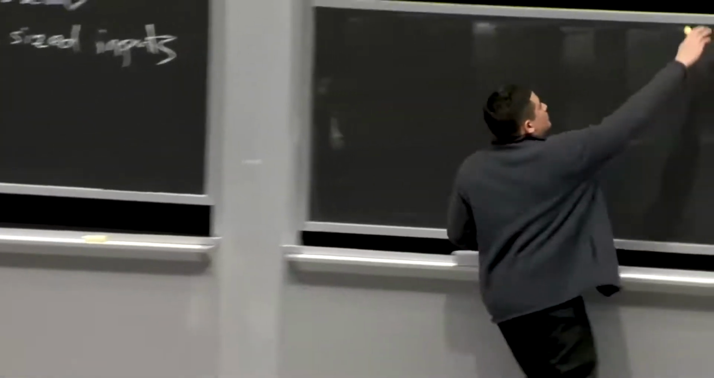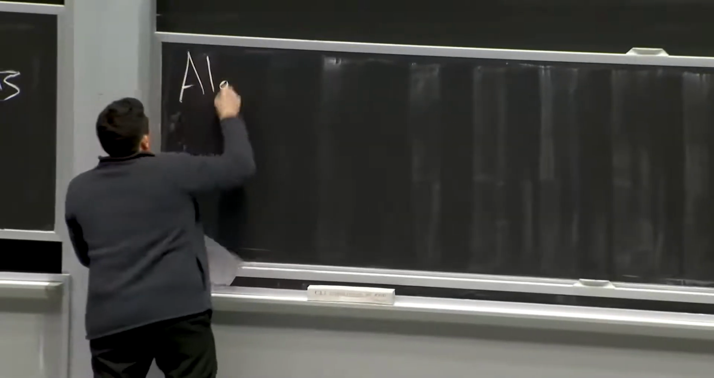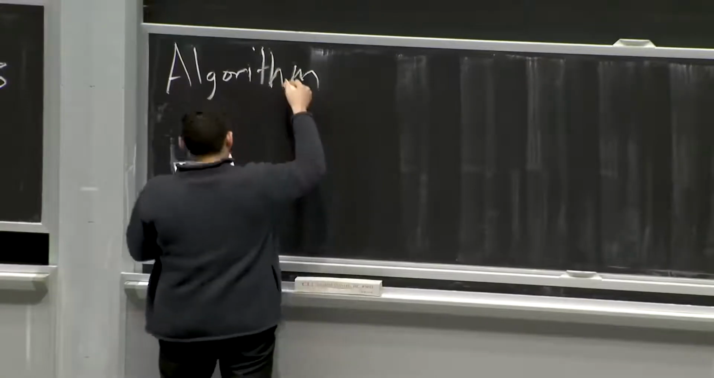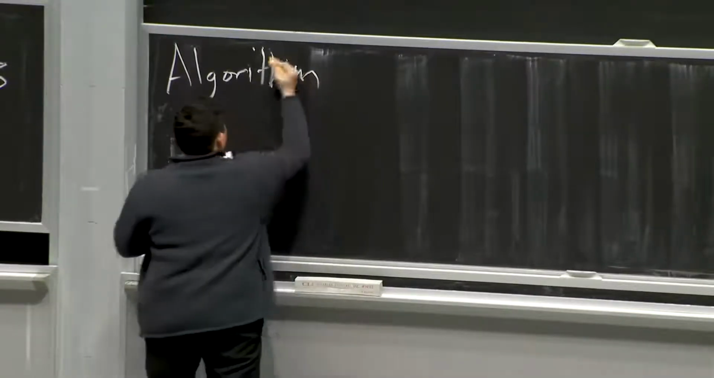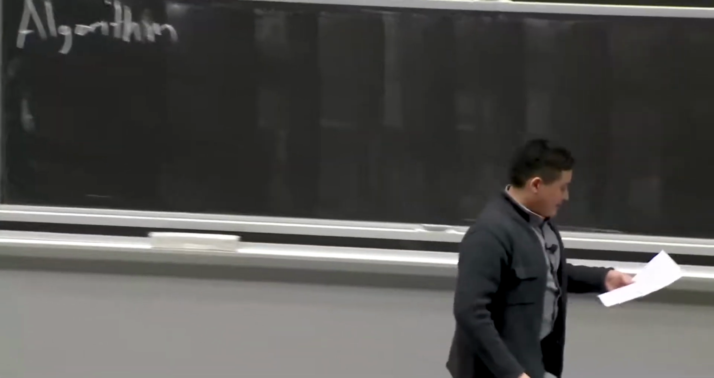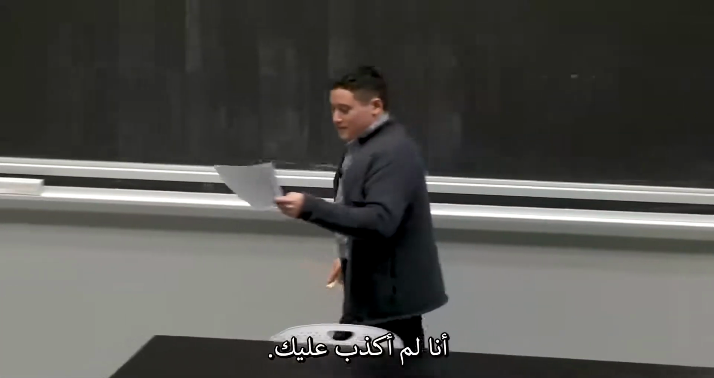So what is an algorithm then? What am I? No. I really can't spell. I told you. Okay. I didn't lie to you.